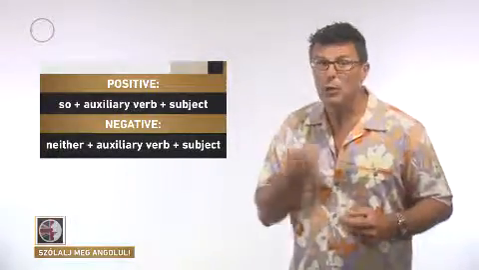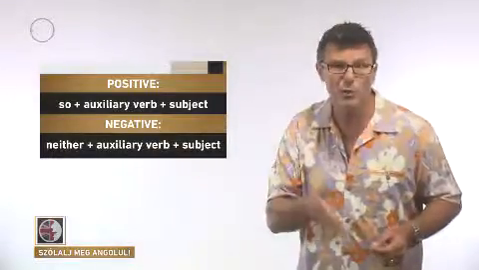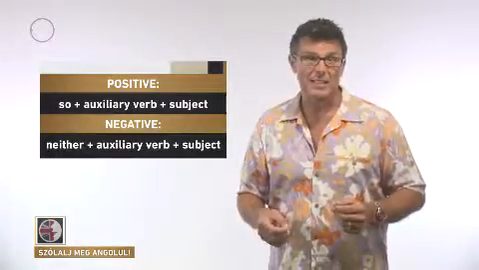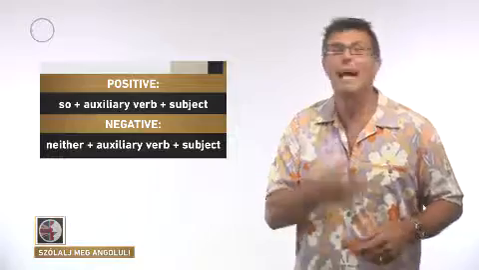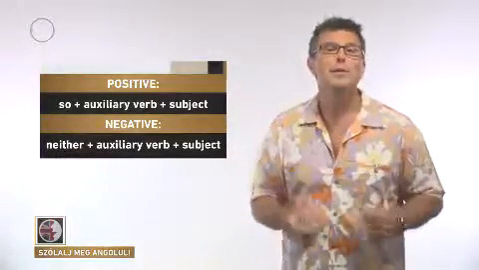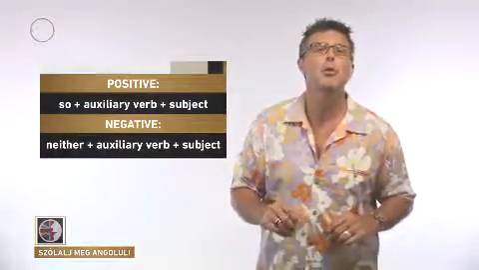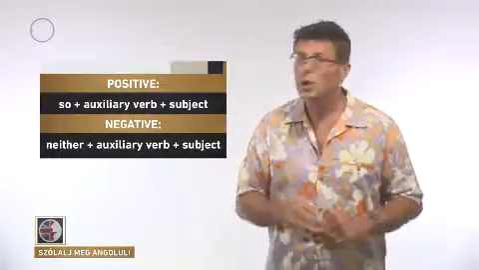When we're agreeing with a positive sentence, we use the word so, followed by the auxiliary verb and the subject. When we're agreeing with a negative sentence, we use the word neither, followed by the auxiliary verb and the subject. All the rules are the same. The only difference is the word we start with. If it's a verb in the positive form, then we use so. If it's a verb in the negative form, we use neither.